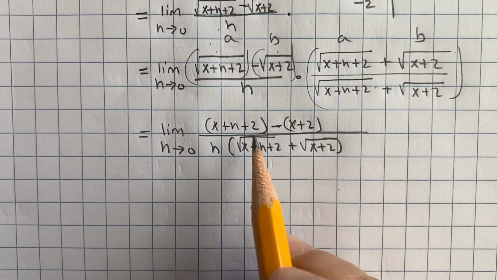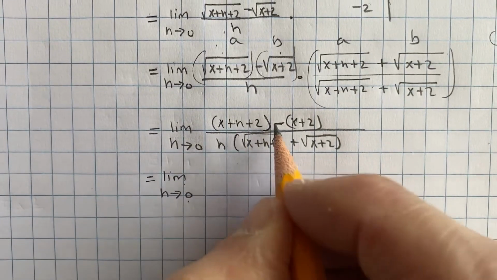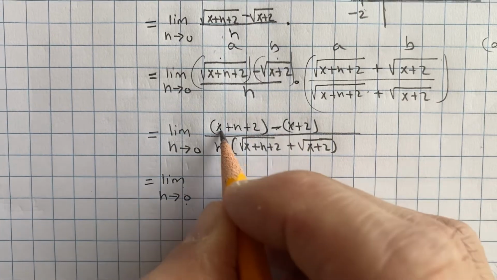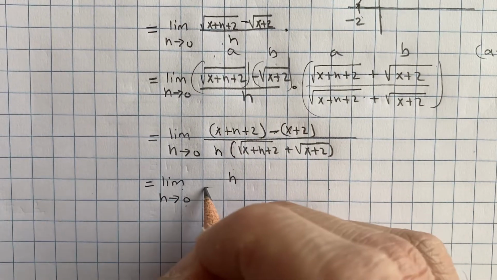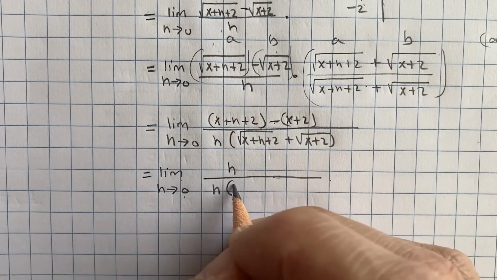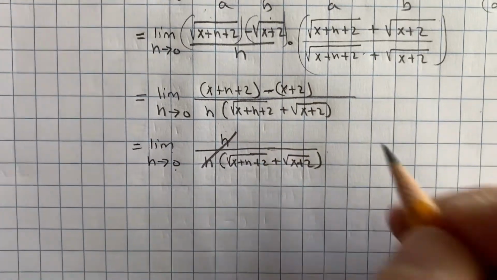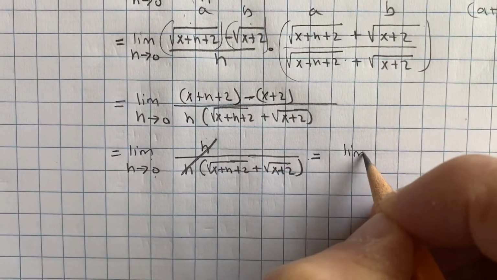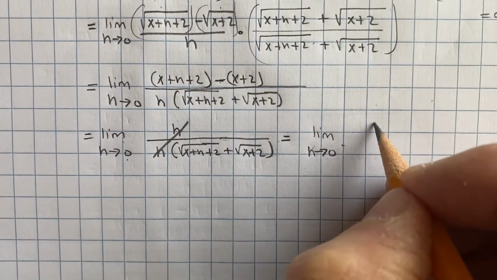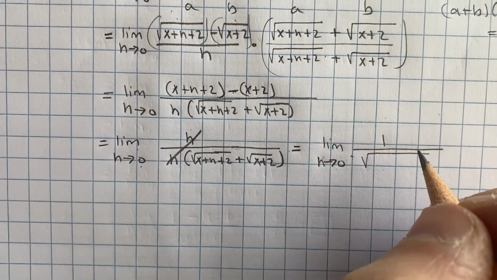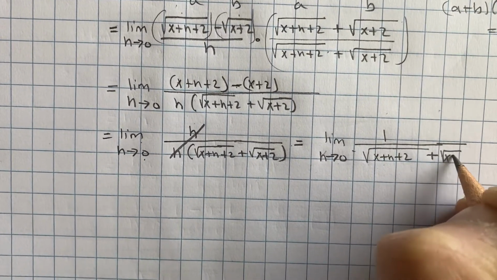You can now do some canceling. So in the numerator, the limit as h goes to 0, this is minus x, this is minus 2. So minus x is going to cancel out this x. Minus 2 is going to cancel out with this 2. All you're left with is an h. These h's will cancel out. You're going to get the limit as h goes to 0 of 1 over the square root of x plus h plus 2 plus the square root of x plus 2.